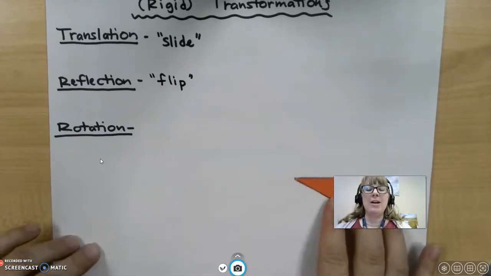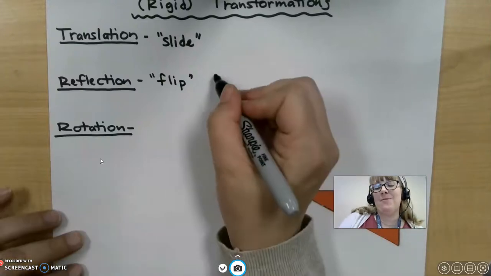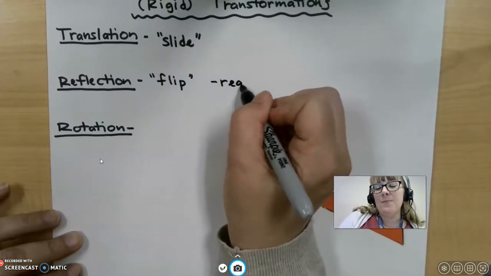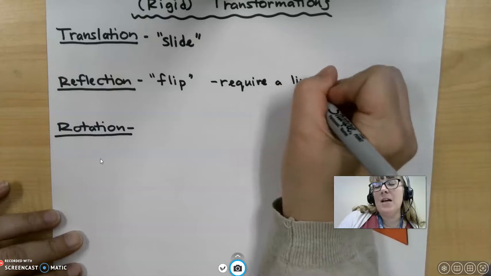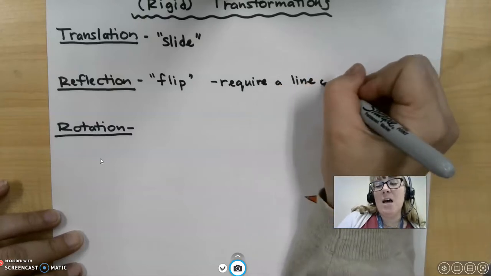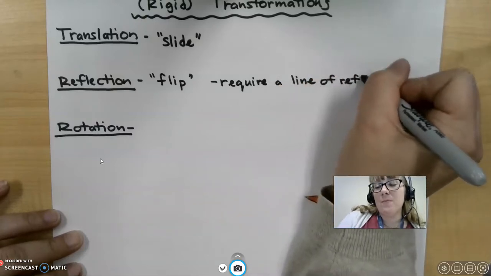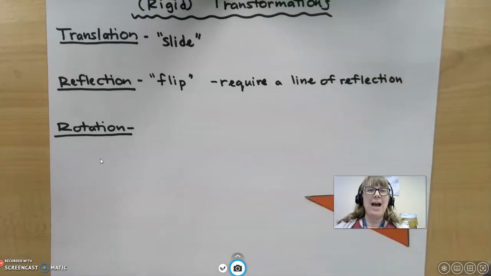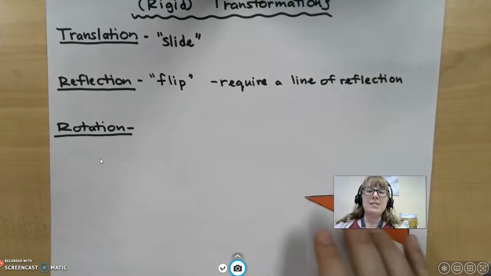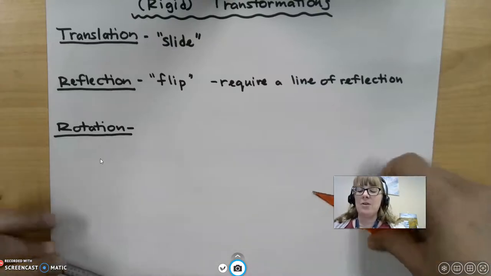Reflections, when performed correctly, require something specific, and they require a line to reflect over. That line to reflect over is called the line of reflection. Just like you, the only way that you can see your own reflection is if you have a mirror in front of you. This line of reflection acts like that mirror.